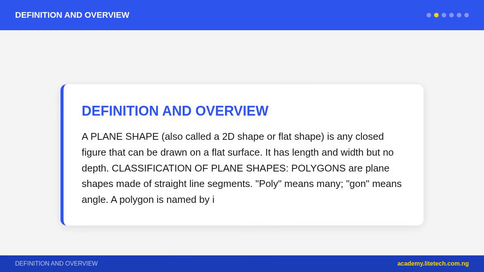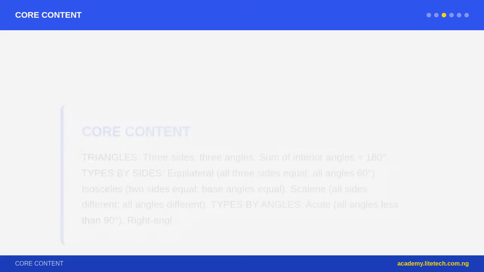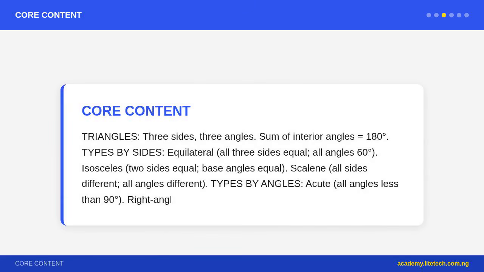Quadrilaterals, 4 sides, sum of interior angles equals 360 degrees. Rectangle, opposite sides equal and parallel, all 4 angles are 90 degrees, diagonals equal in length and bisect each other, 2 axes of symmetry. Perimeter equals 2(L plus B). Area equals LB. Square, all sides equal, all angles 90 degrees, diagonals equal, bisect each other at right angles, 4 axes of symmetry. Perimeter equals 4s. Area equals s².